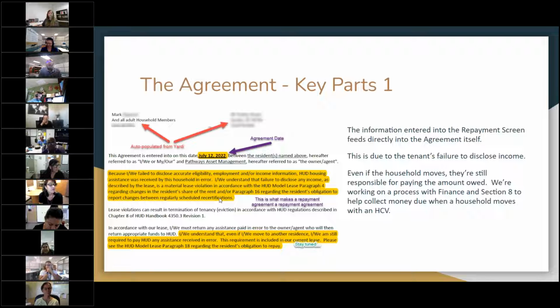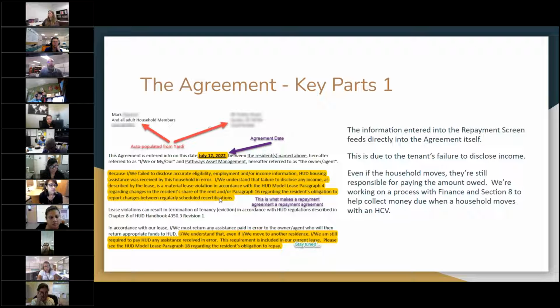We understand the failure to disclose any income as described by the lease is a material lease violation in accordance with HUD Model Lease Paragraph 4 regarding changes in the household share of the rent, and/or Paragraph 16 regarding the resident's obligation to report changes between regularly scheduled certifications. And this really is what makes a repayment agreement a repayment agreement. If they did report something and we failed to act on it, not a repayment agreement. That's a ledger adjustment.